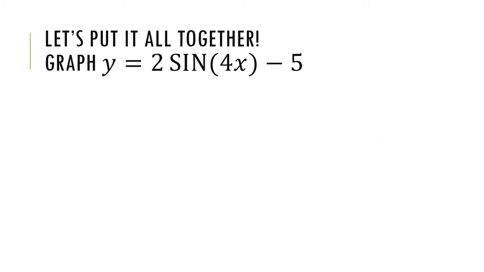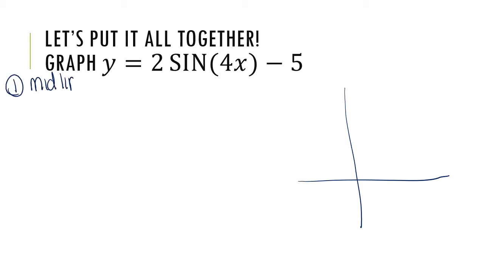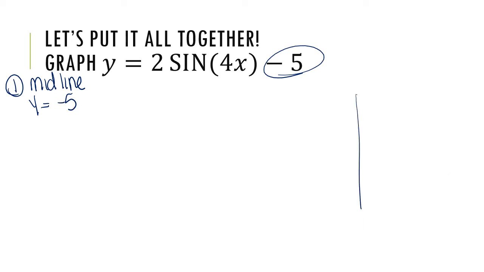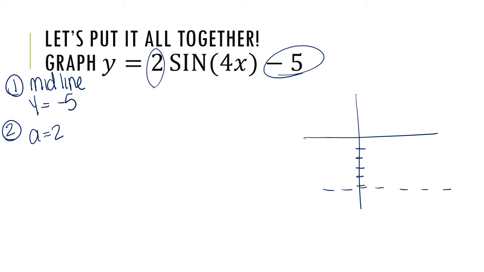All right, so let's go ahead and put everything together. What if I gave you a bunch of different transformations? So just like last time, we'll start off by finding the midline. This time we're at negative 5. So y equals negative 5 is going to be our midline. All right, next up would be your amplitude, which is the number in front, so at 2. So I should have a maximum at negative 3 and a minimum at negative 7.